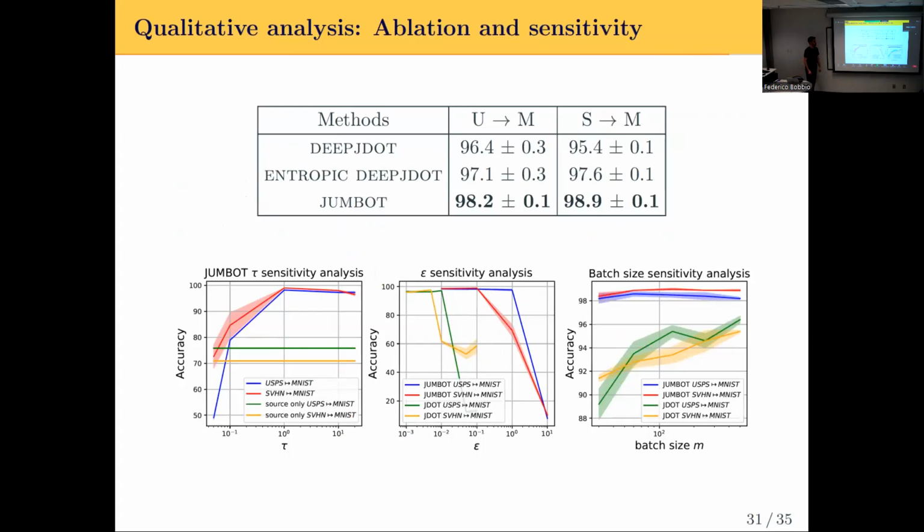Another advantage of using Jumbot that we can see in this graph, the batch size sensitivity analysis, is that when the minibatch size decreases, the performance of Jumbot remains pretty much constant, while the performance of DeepJDOT can decrease by 6%, if I recall correctly. Yes, it is 6%.